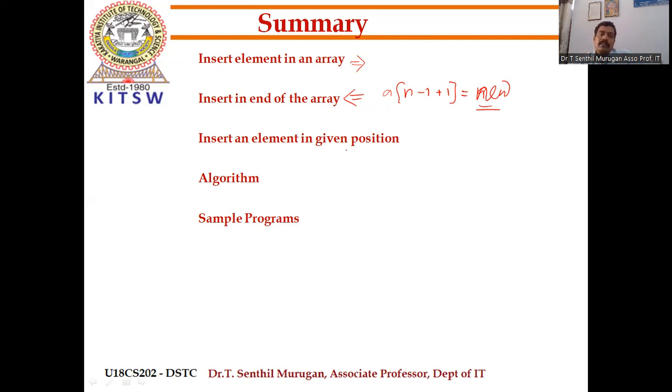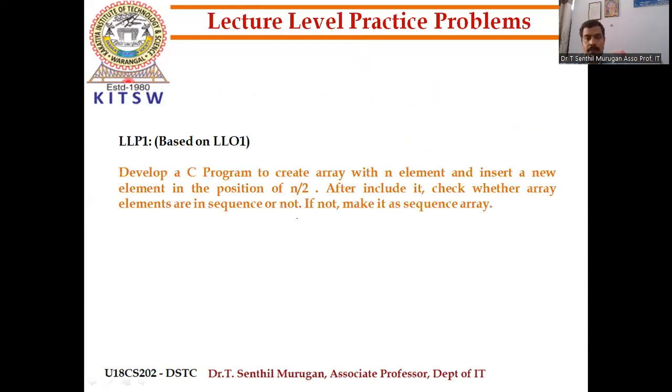Okay, if you want to insert the element at a given position, we have to change the values: a of i plus 1 equal to a of i. So here we shift to the next position, finally find the position. At that particular position you can assign the new value. The algorithm we discussed shows how to perform the insert operation. Then finally we discussed the sample program, with sample output, showing how the insert operation is performed.